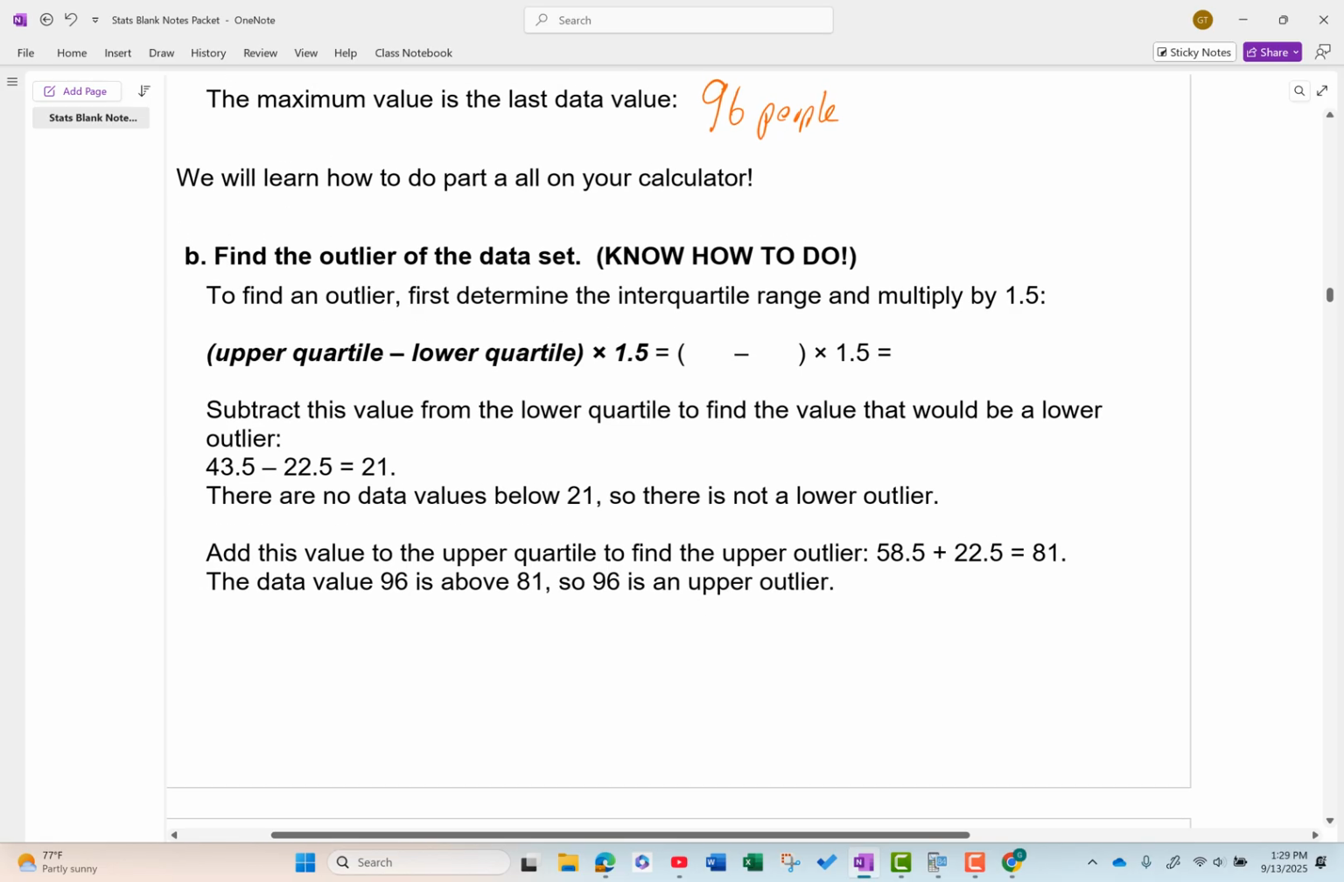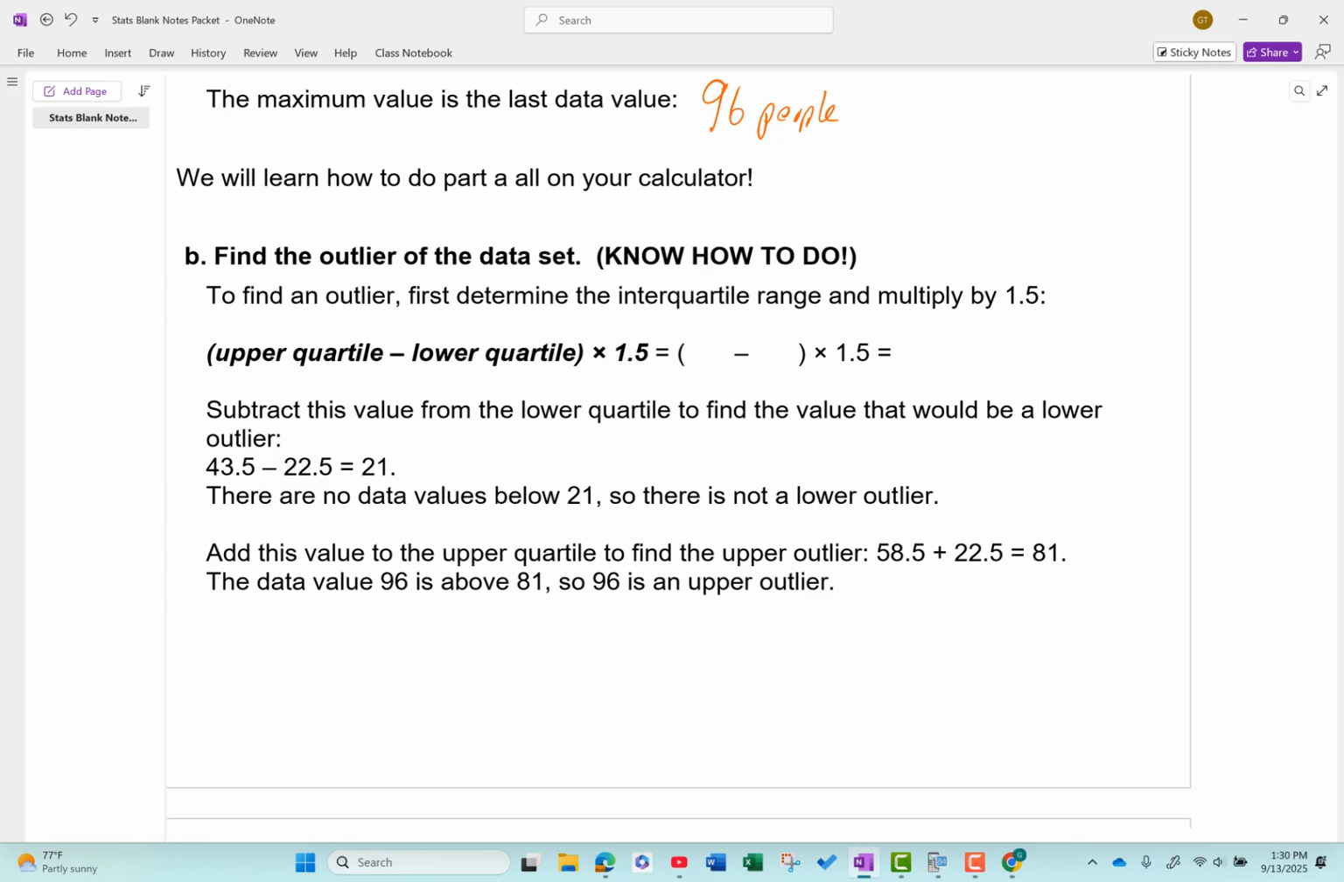Let's take a moment and figure out how to determine if there's an outlier or not. Now we've calculated aspects of this before, and so now we're going to really determine how to do that. So let's take a look. Find the outlier of the data set. Great. To find it, I've got to determine the interquartile range and multiply that value by 1.5.